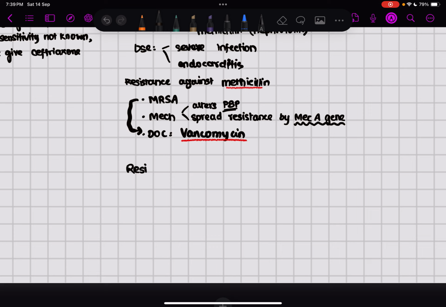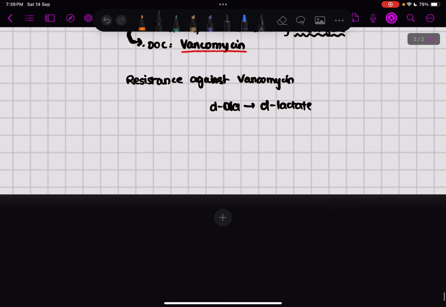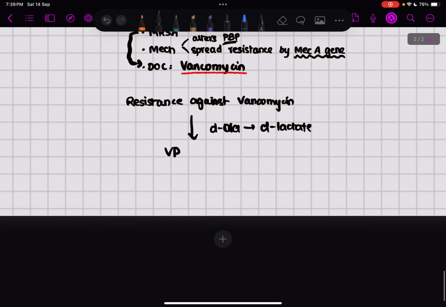Now there is resistance against vancomycin. This resistance is brought about by changing the last subunit D-alanine into D-lactate. So this vancomycin now cannot bind. So what develops is vancomycin resistant Staphylococcus aureus. For this one, we have got the drug of choice, that is daptomycin.